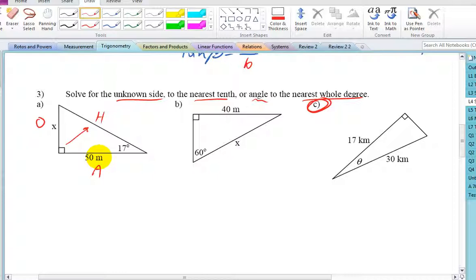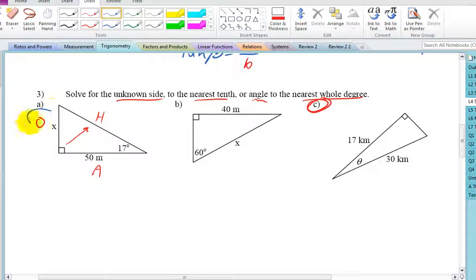Which ratio would you choose? Hardeep, which ratio would you choose? Sine? O and H? No, those are two things you don't know, so it can't be sine. You want to guess again? Cos? A and H? Well, you could find H then, but you still want to find X. So that's not going to help you unless you want to do Pythagoras. Last guess.